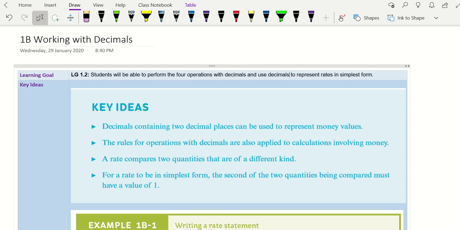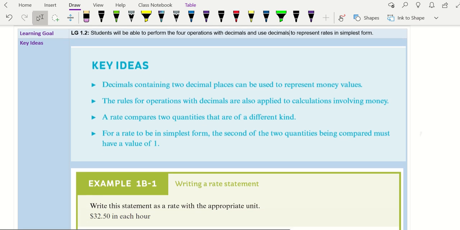And to do that, we do need to get a good handle on what decimals are. So when we look at decimals that contain two places, we use that to represent money value. Obviously, after the decimal point, there are two places and they're worth the cents. Now, the rules for operations with decimals are also applied to calculations involving money.